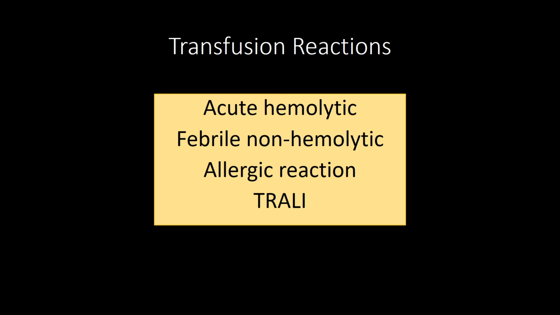Transfusions are a biggie on the shelf exam. 1 unit of packed red blood cells raises the hemoglobin by 1 to 1.5. O negative is the universal donor. AB positive is the universal recipient or receiver.